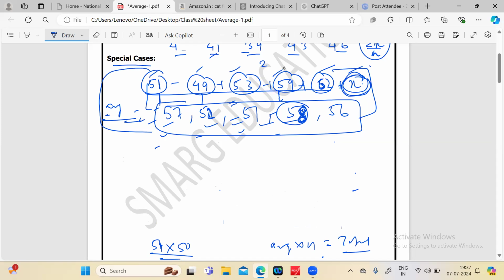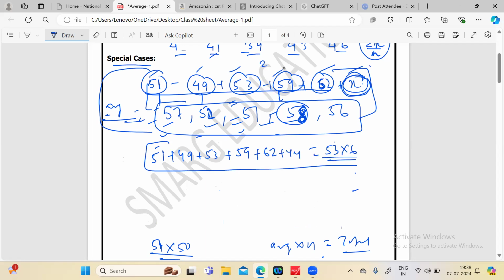And if you want to check your answer, you can just check it by adding all these numbers. So like in case of 53, if I add all these, the value I'll be getting is 53 into 6. The total from the average should be equal to the total of the numbers. Okay.